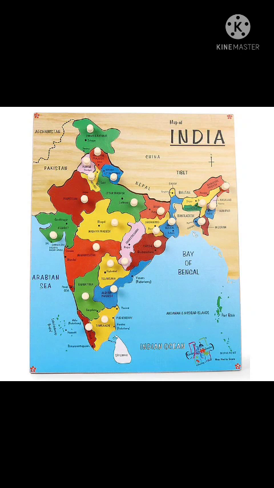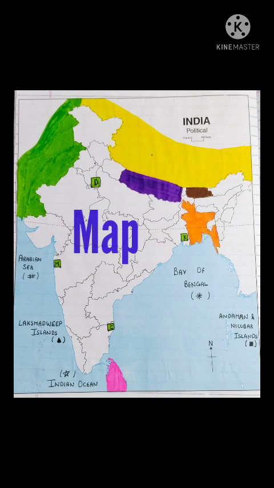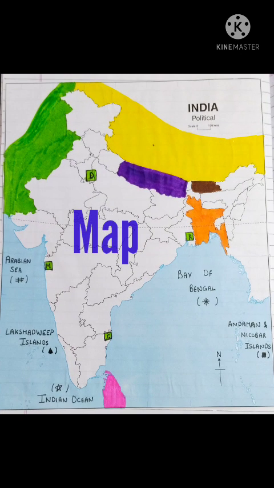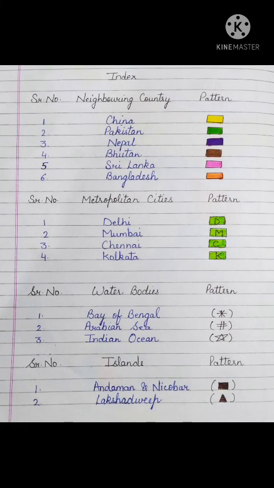Today we will learn about the most important topic of our syllabus, map. You all know about map. Today we will learn about the neighboring countries of India, its metropolitan cities, water bodies and two major islands. But before filling the map, we will do the most important part, that is index making.